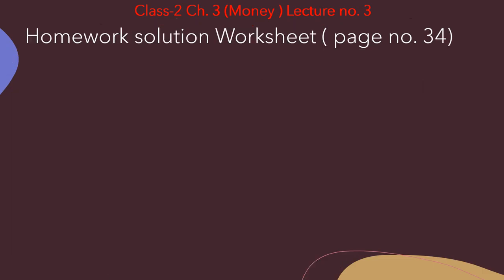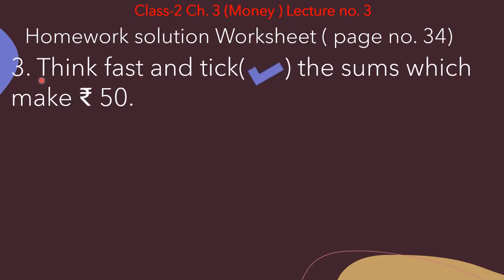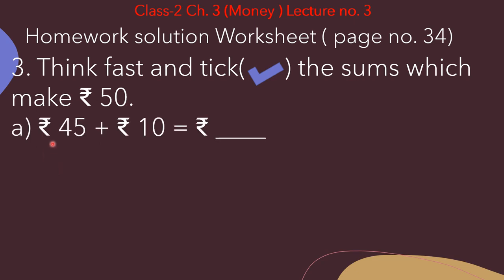Okay. Now question number 3 of worksheet. Think fast and tick the sums which make rupees 50. So here beta, first we needed to solve and then we have to tick that sum whose sum is rupees 50, means whose answer is rupees 50. So here rupees 45 plus rupees 10 is equal to rupees dash. So here 45 plus 10, that is equal to 55. So here we will write rupees 55.